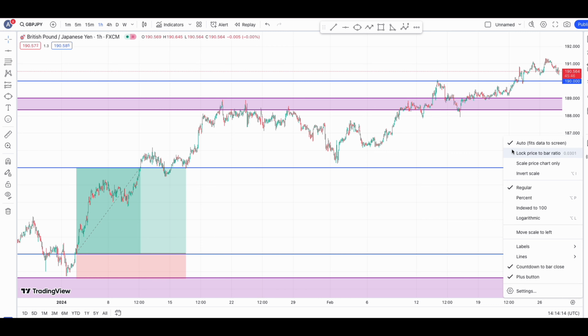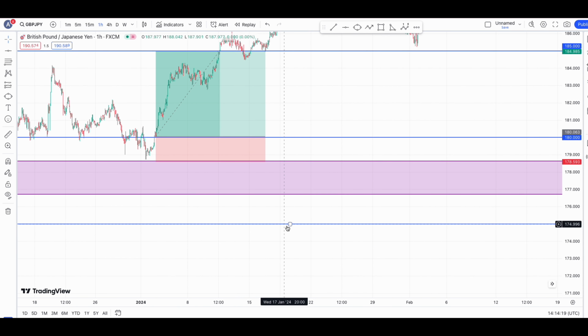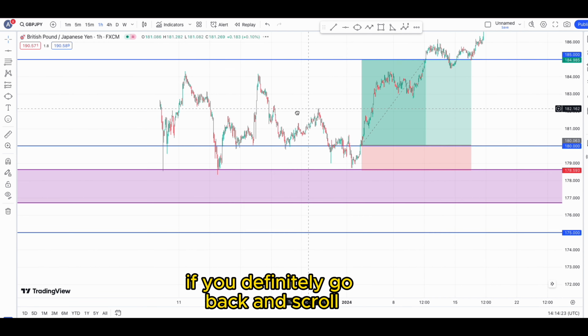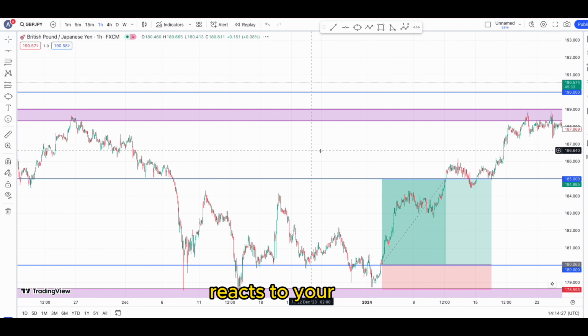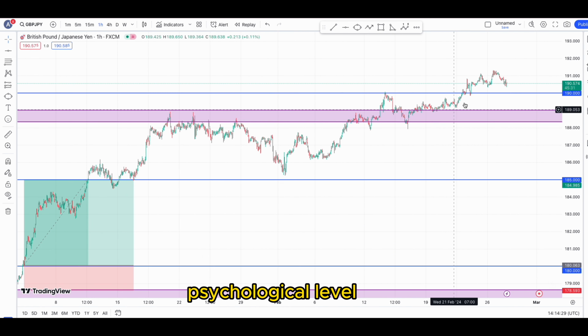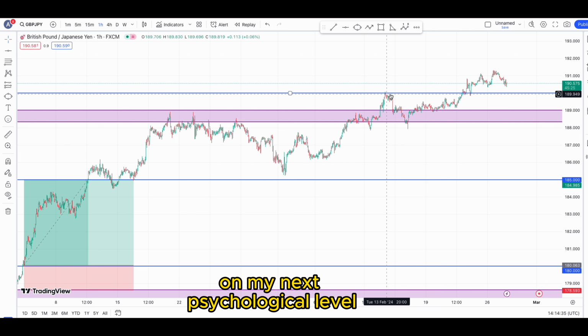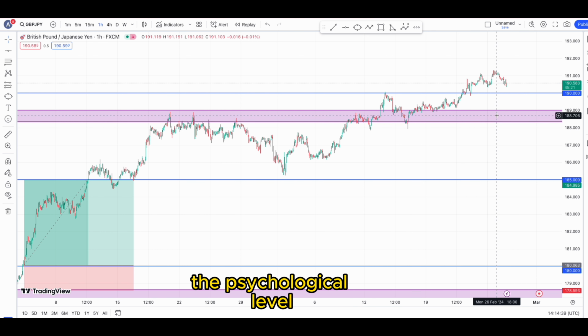Let me just remove this. You can see that this market has been reacting to each of your psychological levels. If you go back and scroll, you will see that the market reacts to your psychological level one way or the other. So it will give you the idea that, okay, I want to get out of this market on my next psychological level. So that is how to use the psychological level.